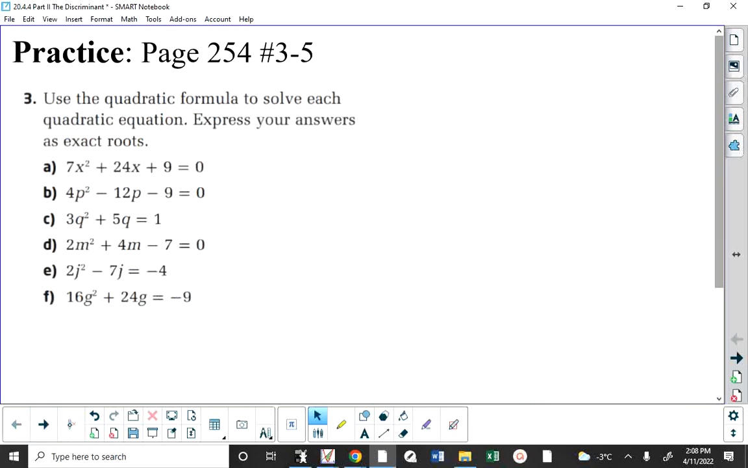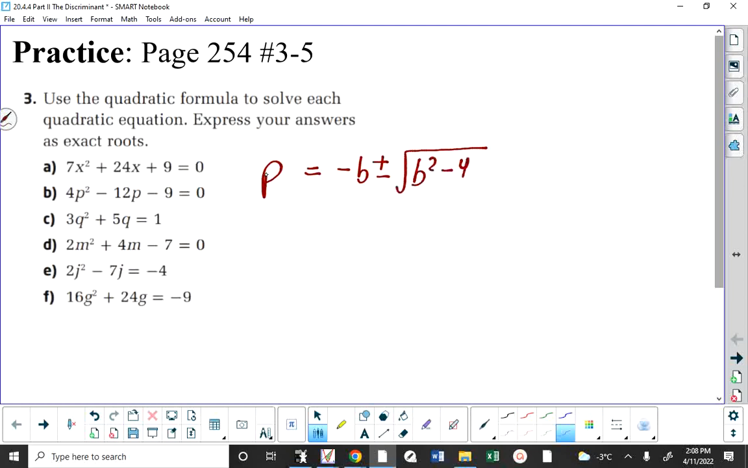So we have to solve this using the quadratic formula, which would be P equals. Notice the quadratic formula is not always x equals. It's whatever letter we're solving for. So P is equal to negative b plus or minus root b squared minus 4ac all over 2a. So P will be equal to, I'm just checking, you said b. Okay. Negative b, which is 12.